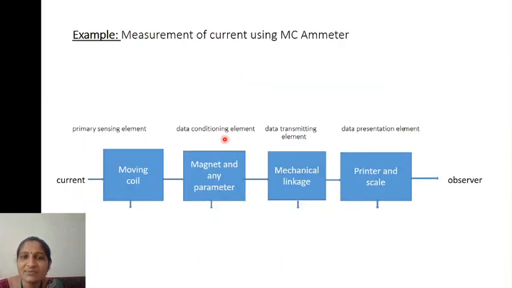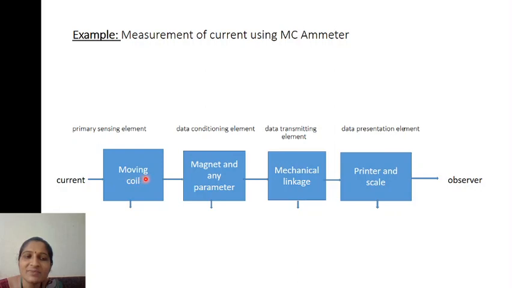We can explain this block diagram for the measurement of current using an MC ammeter. In the labs we have used the MC ammeters. The ammeters which are used for measuring DC current are nothing but the MC ammeters, and for AC you will be using the MI ammeters. Suppose now we are considering the MC ammeter. The physical quantity here is nothing but the current.